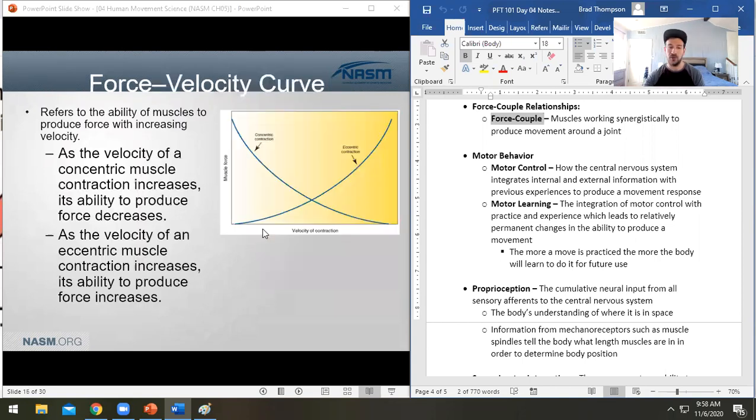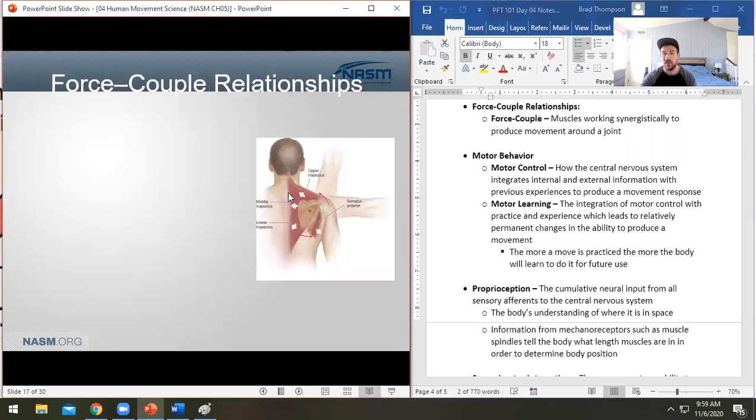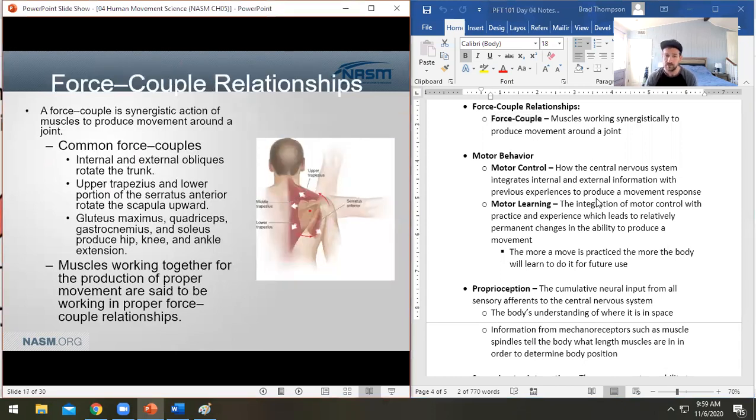The classic example that you do every single day is a steering wheel. Imagine you have both hands on the steering wheel. I pull up with this hand and I pull down with this hand simultaneously. That's a force couple. They're working together. As I pull up here, I'm pulling down here, but I'm creating stabilization between the two of them. So as we look at our force couples and how they work through this full range of motion, we want all of our muscles to be very functional.